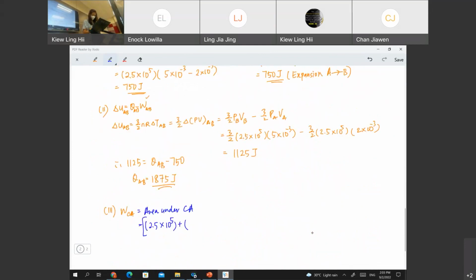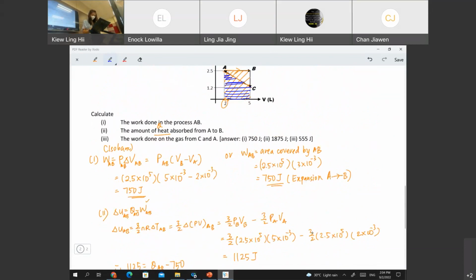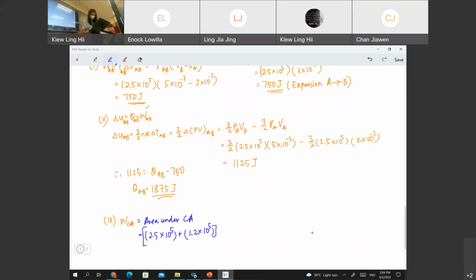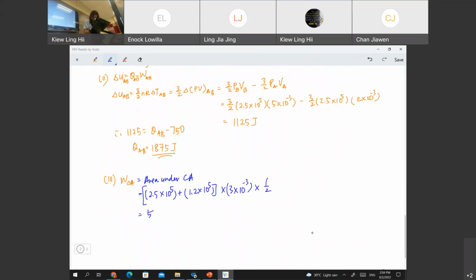The area of a trapezium is the base plus the top, times the height, divided by 2. So that gives $555 for the work done.